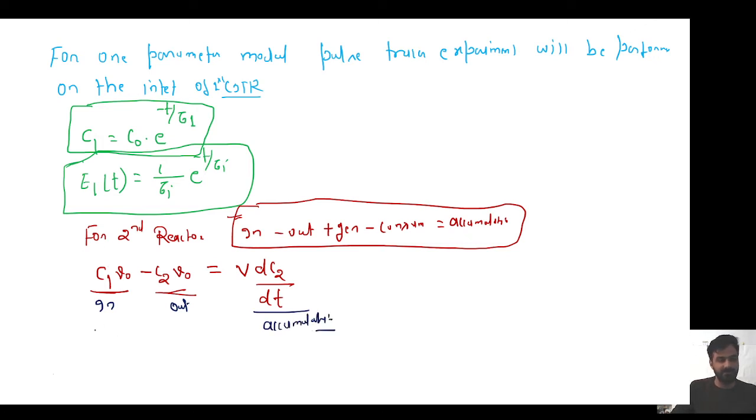So C1 you can write as C naught into e to the power minus t by tau 1, and into V naught, minus C2 V naught, equals V dC2 upon dt. Are you getting it? So next, can I write C naught e to the power minus t by tau 1 minus C2 equals V by V naught dC2 upon dt? Why? I have taken V naught common and after that placed it over here.